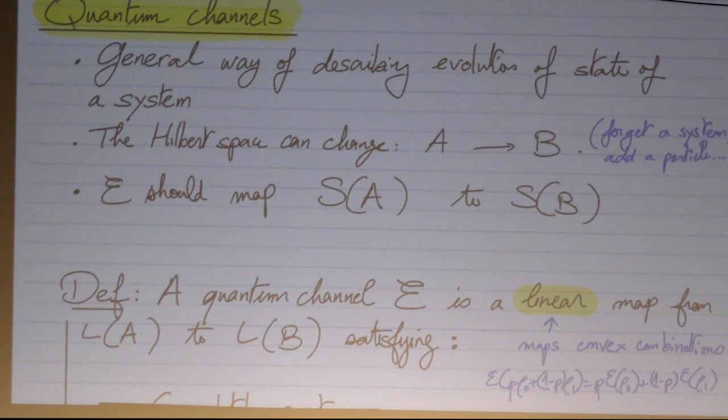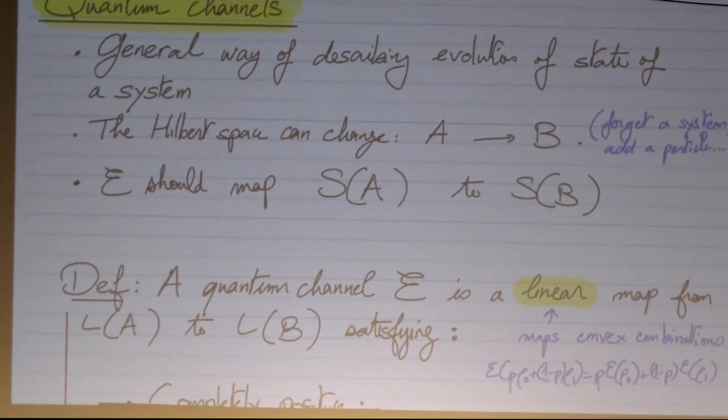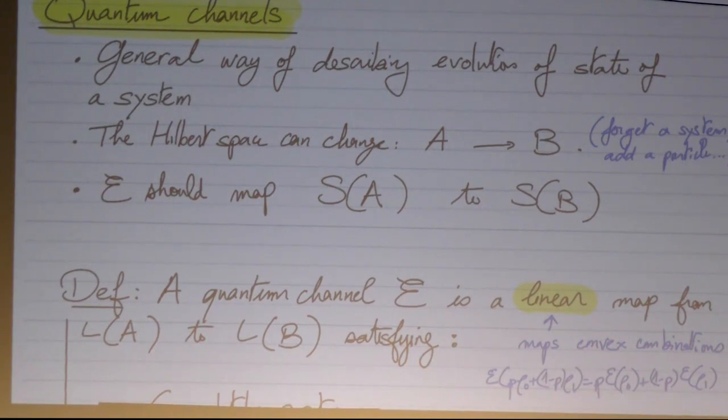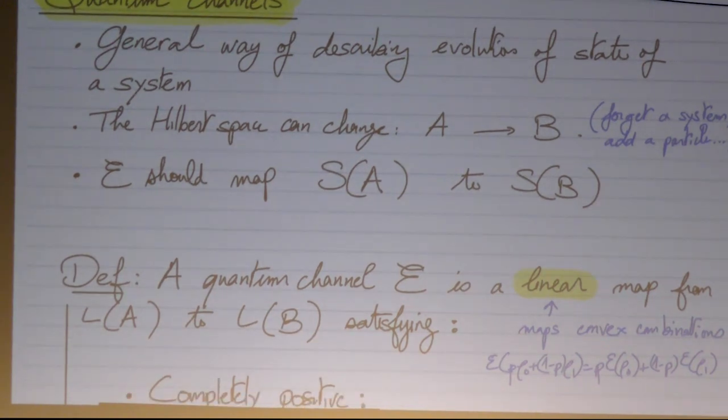Maybe some of you didn't see it, so I'll try to go a little bit more slowly on quantum channels. A quantum channel is a general way of describing the evolution of a state of a system. This is general in the sense that the Hilbert space that you're looking at can change. So you have an input system A and an output system B. You can think of it as an arbitrary physical operation. So it could be, for example, forgetting a system or adding a particle or anything like that.